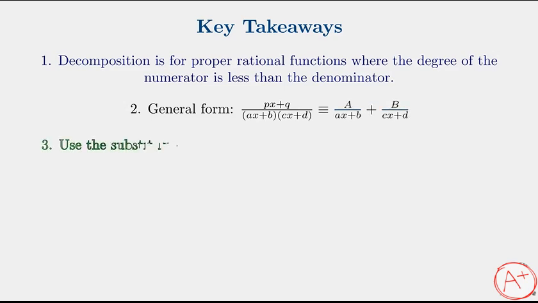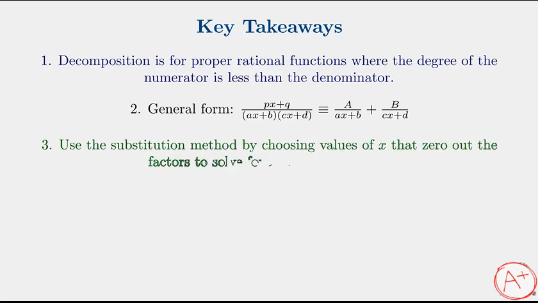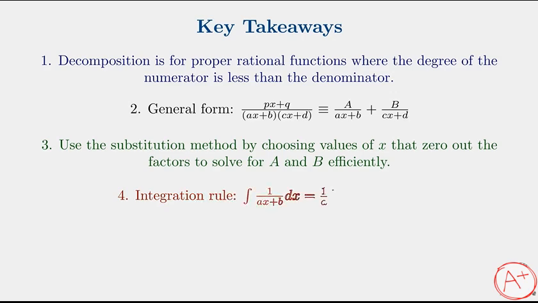Third, use the substitution method by choosing values of x that zero out the factors to solve for a and b efficiently. Fourth, when integrating partial fractions, always remember the rule. The integral of 1 over ax plus b dx equals 1 over a times the natural log of the absolute value of ax plus b.